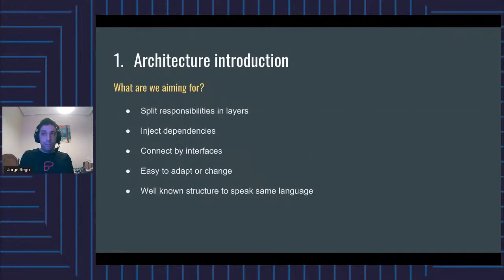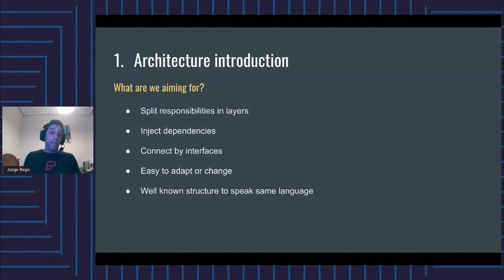Okay, so what are we aiming for with this architecture? Basically, split responsibility in layers. Each layer should be responsible for achieving something within the scope and nothing else. So dividing responsibilities will help us with testing, developing, and aligning with the rest of the team. Also, we are aiming to inject dependencies. We will talk about dependency injection later to explain a bit deeper what this is. But just to introduce this, if you want to make your code testable, each layer should get its dependencies injected.